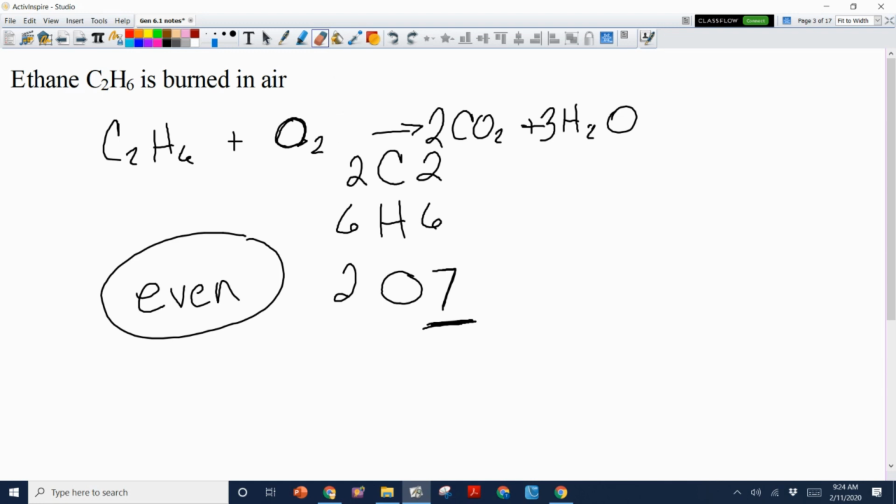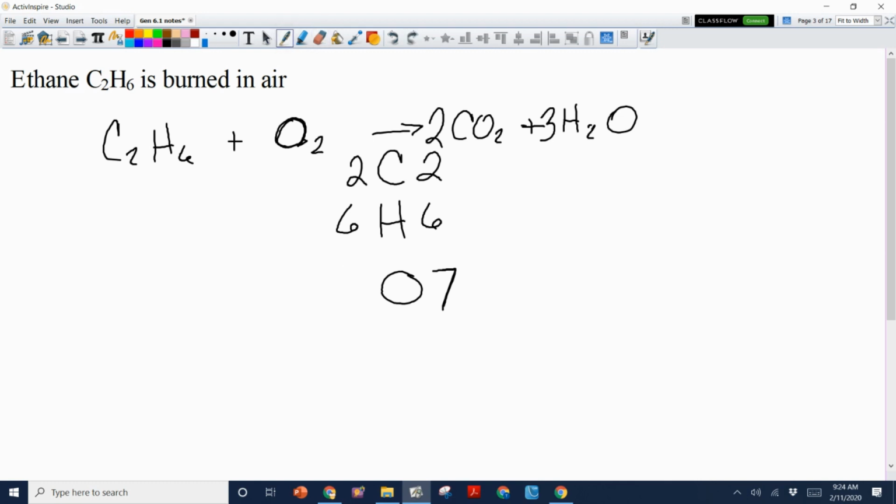Okay, and here's the trick. We can multiply a number by 2 to get 7, but it's just not a whole number. So what number can we multiply by 2 to get 7? How about 3.5? 3.5 times 2 does get you 7. But now you're thinking, can I have 3.5 molecules? Can I divide a molecule? And of course, the answer to that is no. You cannot have half a molecule.